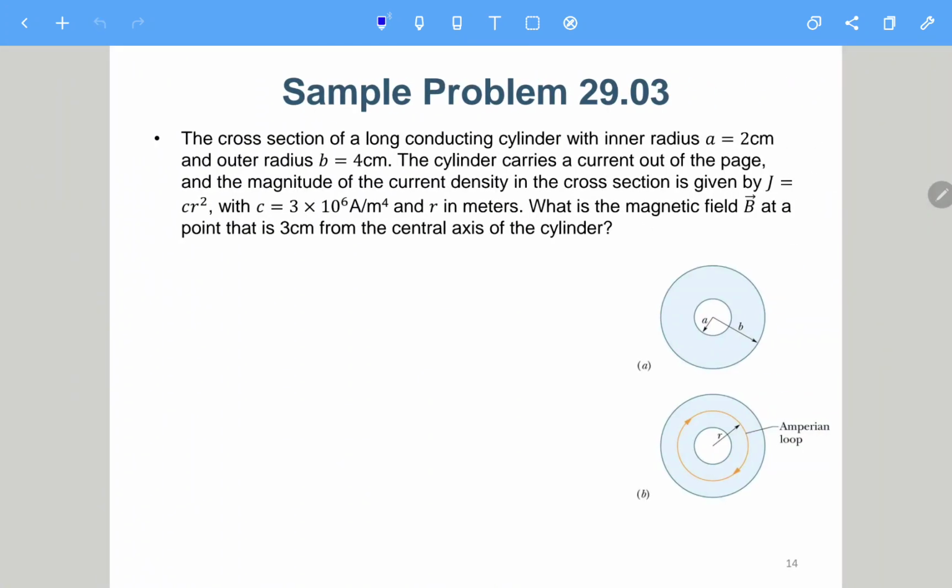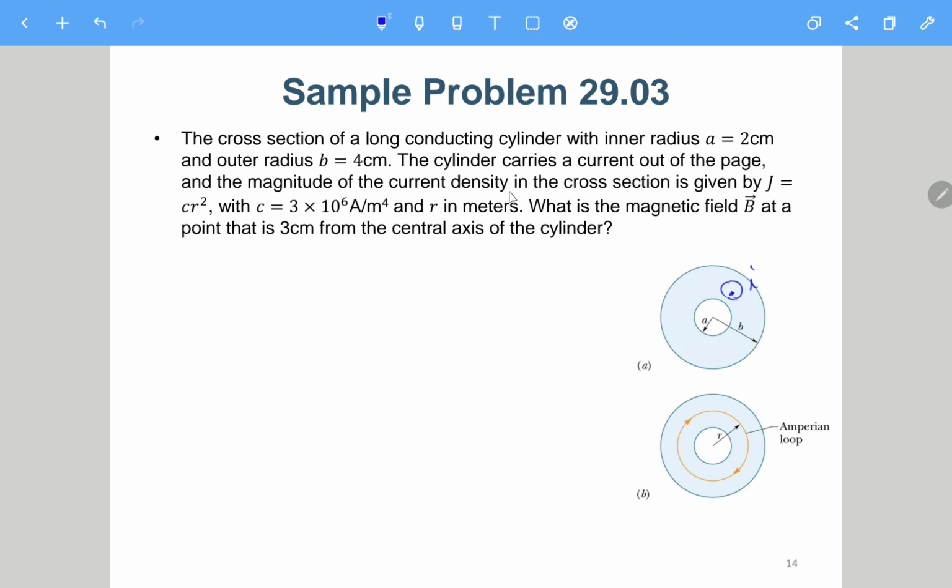Okay, so here let's take a look at this sample problem before we have a break. Okay, so here it says the cross section of a long conducting cylinder with inner radius a. Okay, so this is the inner radius and the outer radius. The cylinder carries a current out of the page. Out of the page means out of the page like this. This is the I.